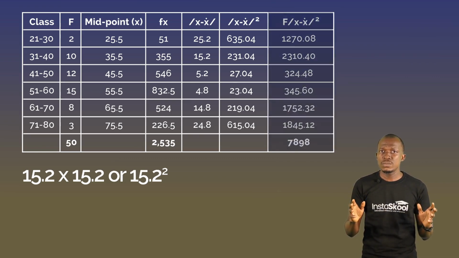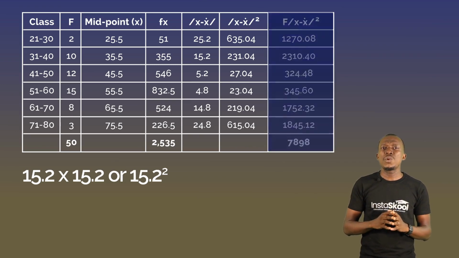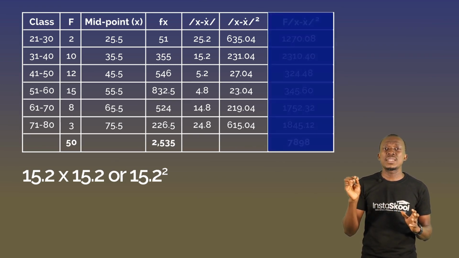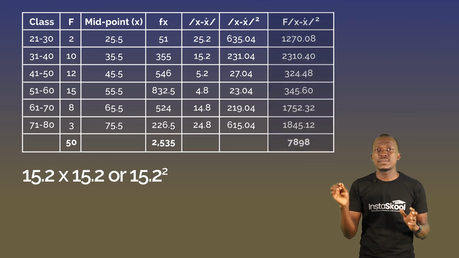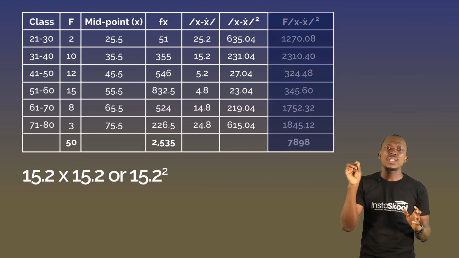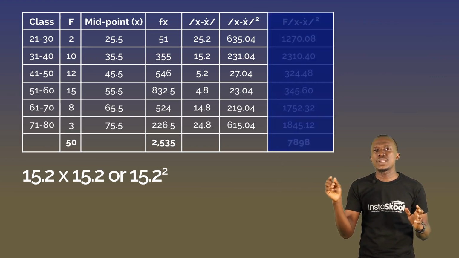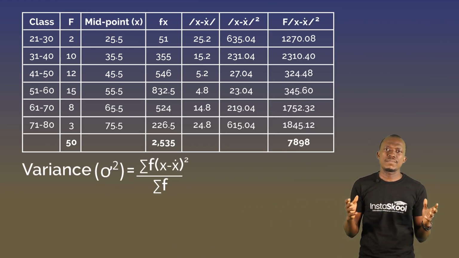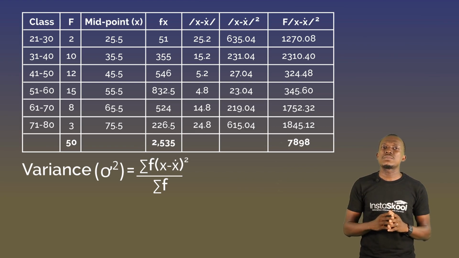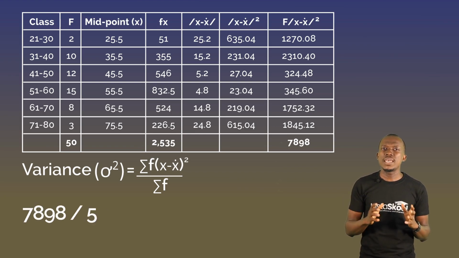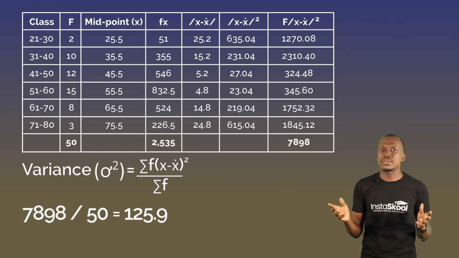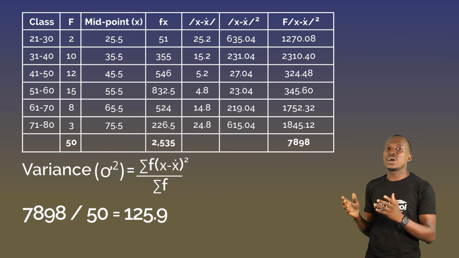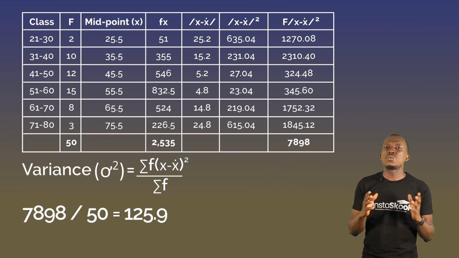When this is done, we would add up what we have as f into bracket x minus x bar squared, so that we have summation f into bracket x minus x bar squared. Then we divide it by summation f, and that gives us 7,898 divided by 50. And so our variance is 125.9.